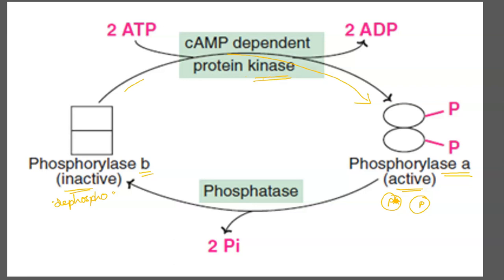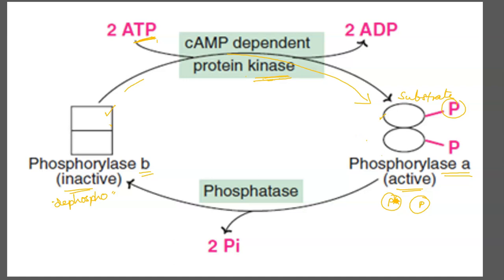Kinases, remember, are the enzymes which particularly take up the phosphate from ATP. That means they break down ATP, take the phosphate group and transfer it to the substrate. What is the substrate in this case? This enzyme itself is the substrate. Which enzyme? Glycogen phosphorylase B is the substrate. And what is the product? Glycogen phosphorylase A is the product of which enzyme?